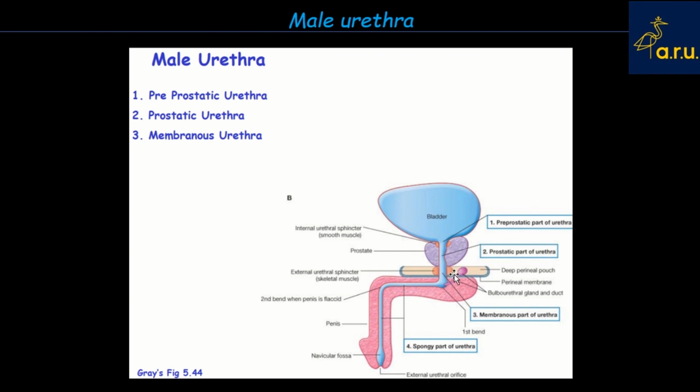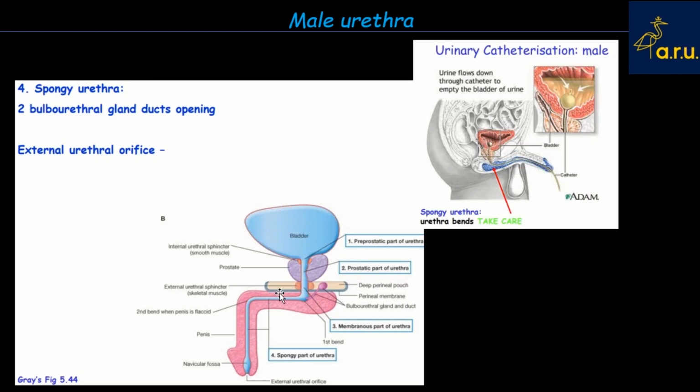Here we can see that the membranous urethra is surrounded by another muscle, which is a voluntary muscle, known as the external urethral sphincter. Now, the floor of the deep perineal pouch is formed by a membrane called the perineal membrane. The part of the urethra inside the deep perineal pouch is the third part, the membranous urethra. This membranous urethra then pierces the perineal membrane and enters the superficial perineal pouch.